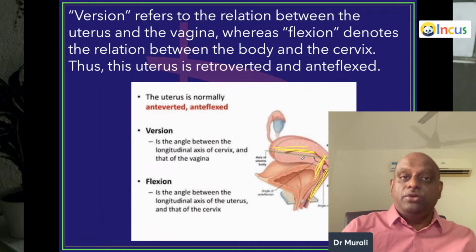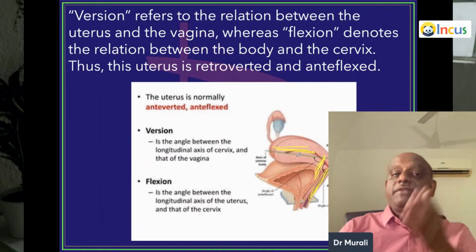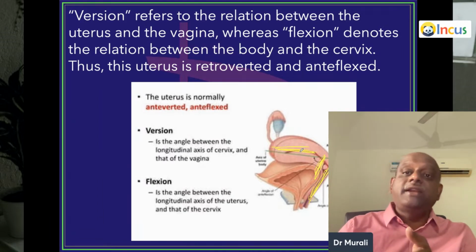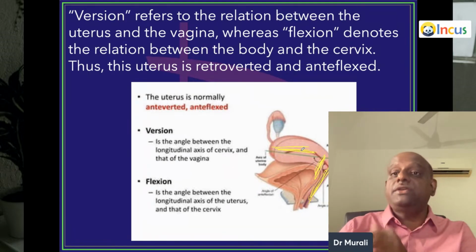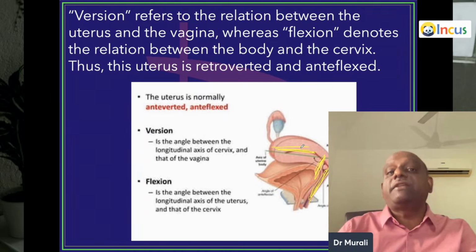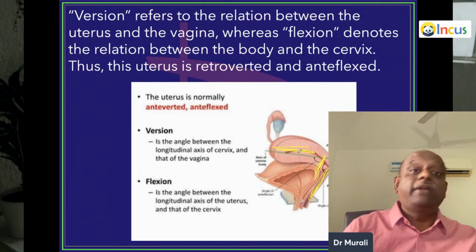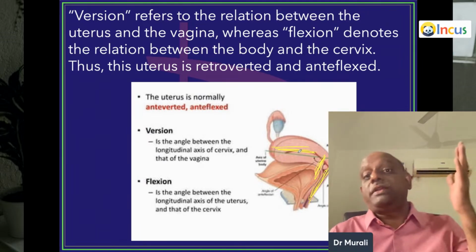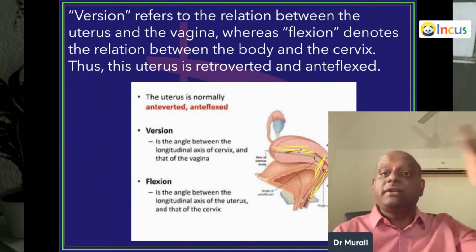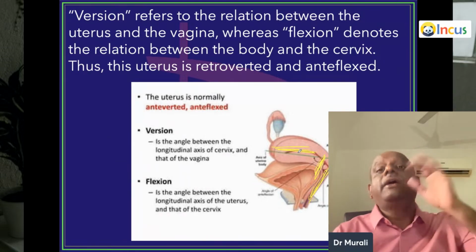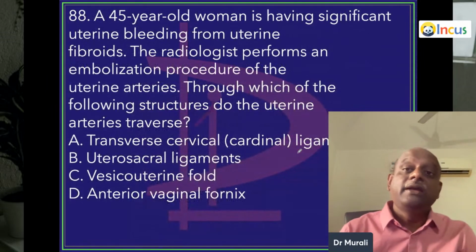So you have to be very sure. Version is the relation between uterus and vagina. Flexion is the relation between the body of the uterus and the cervix. You need to be very clear. So what is the meaning of retroversion, anteversion, antiflexion, retroflexion? You have to be 100% sure.